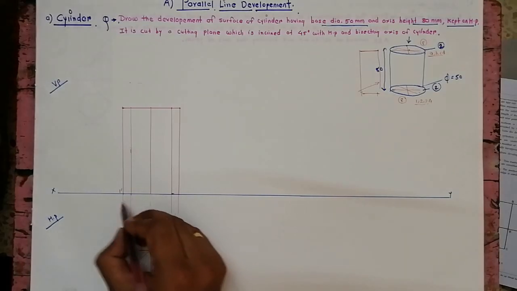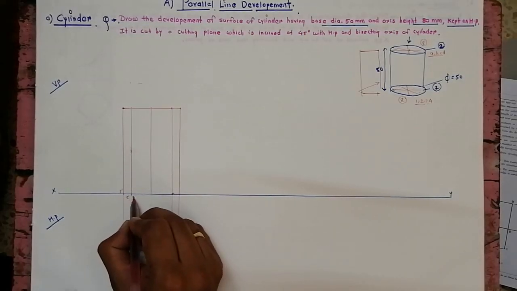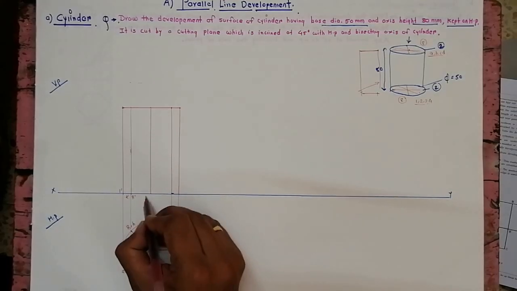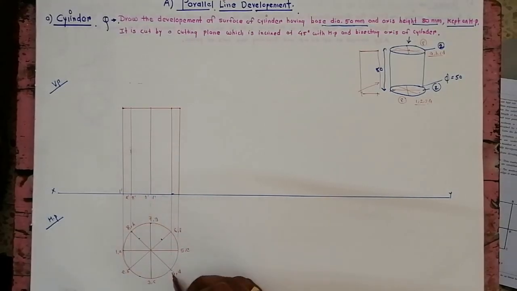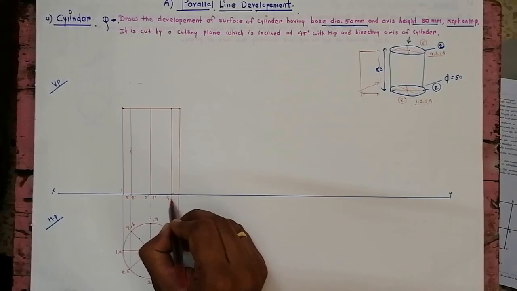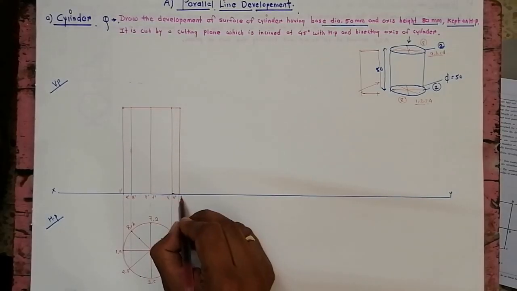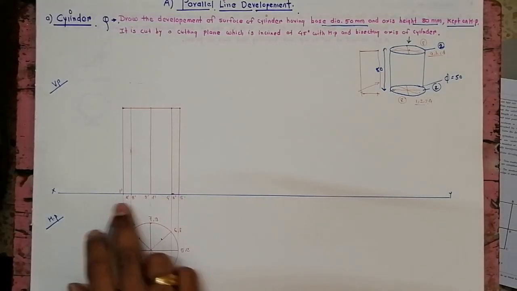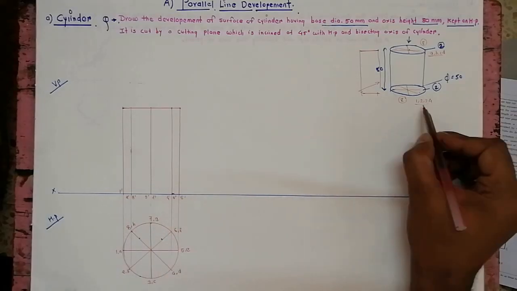Now here this is 2 dash and 8 dash. This is 3 dash and 7 dash, and 4 and 6. So this is 4 dash and 6 dash, and this is 5 dash. Okay, so 1 to 8 we have denoted, that is the base circle.